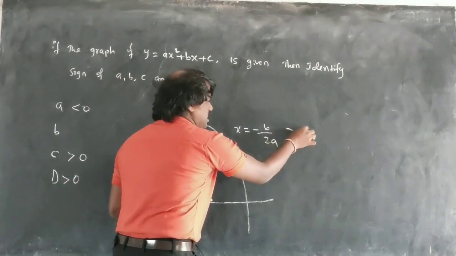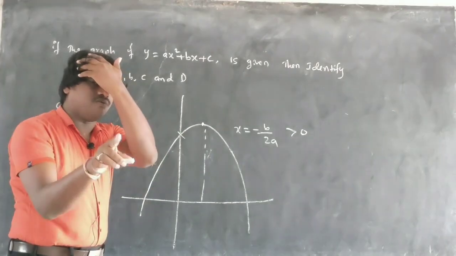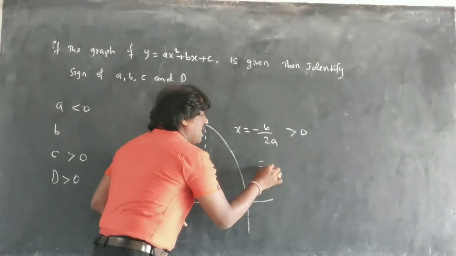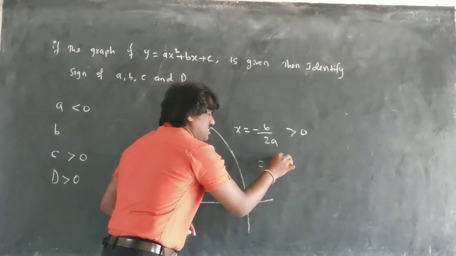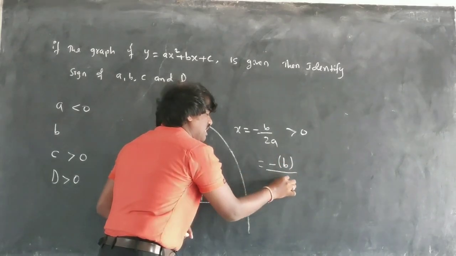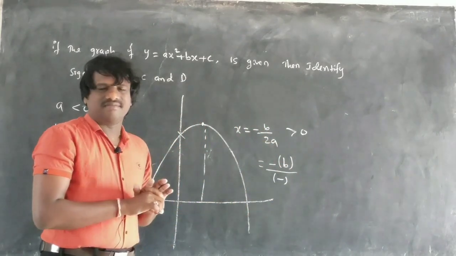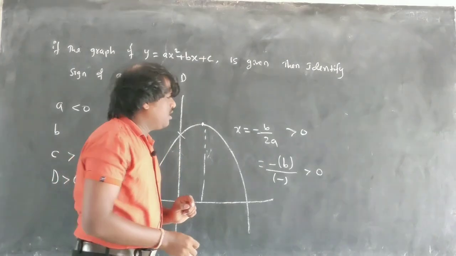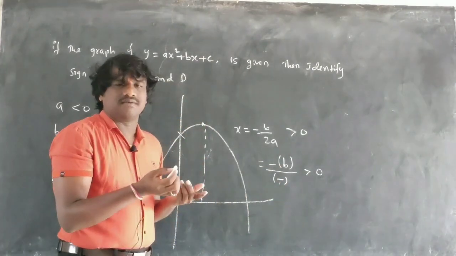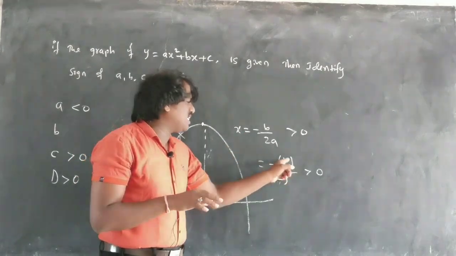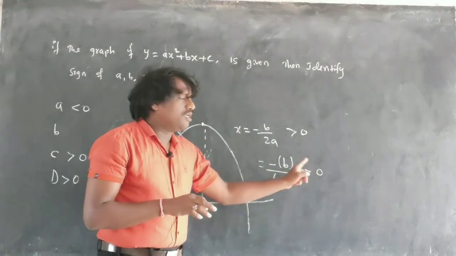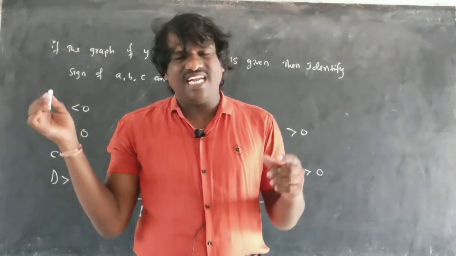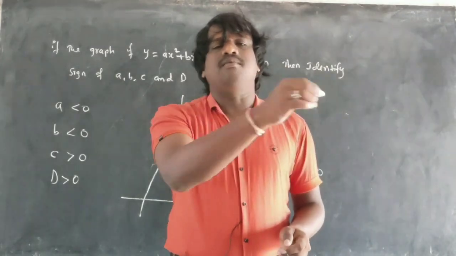So it must be positive. Correct? If this is positive, what do you understand? A is negative, so minus into minus is plus, positive. So B cannot be positive; if B is negative, this cannot be satisfied. So B is negative. This is the use of the sign, so we have to identify the uses of the sign. Let us see more questions on that.